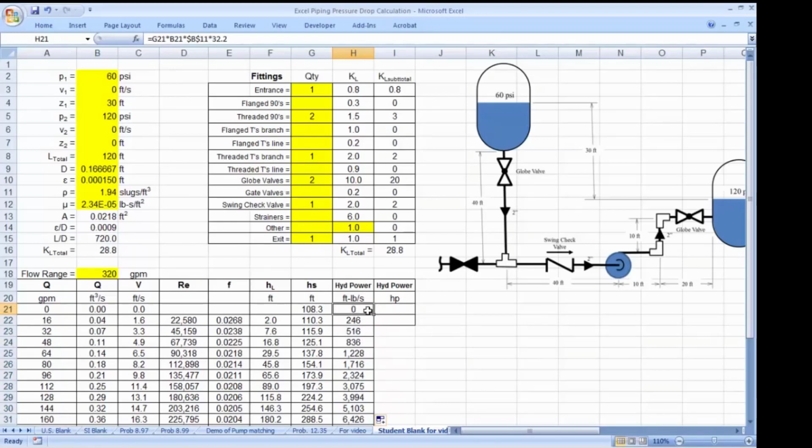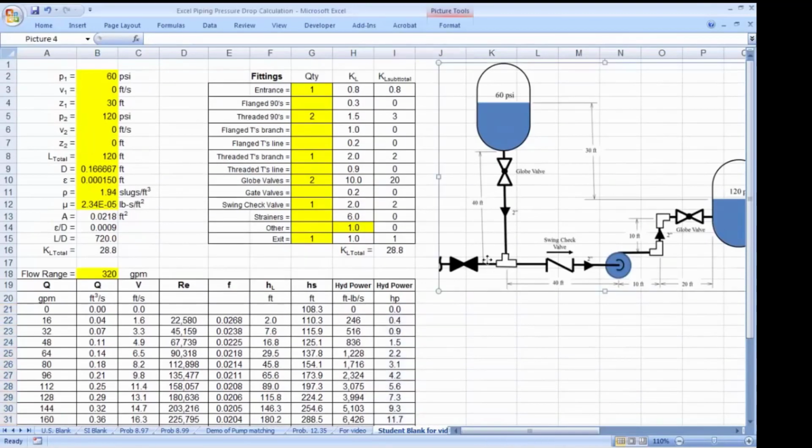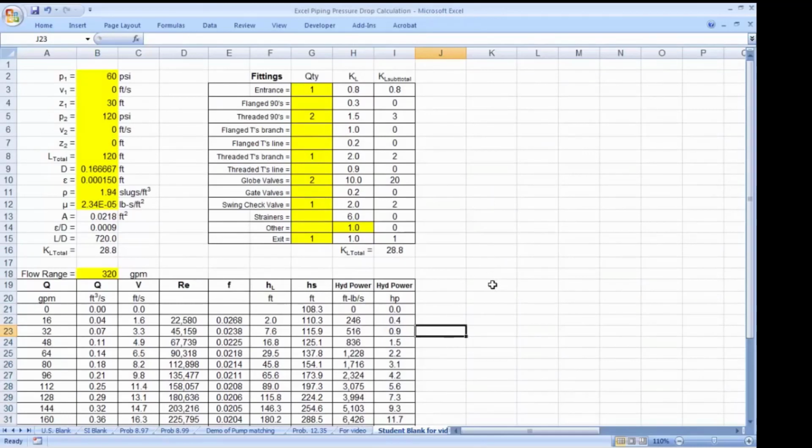So that's an equation that we've used where we found head times flow times specific weight was equal to foot-pounds per second. And then we can divide foot-pounds per second by 550 to get horsepower. And now we have a range of horsepower. So I can get rid of this diagram, and I could show you the remainder of this process.